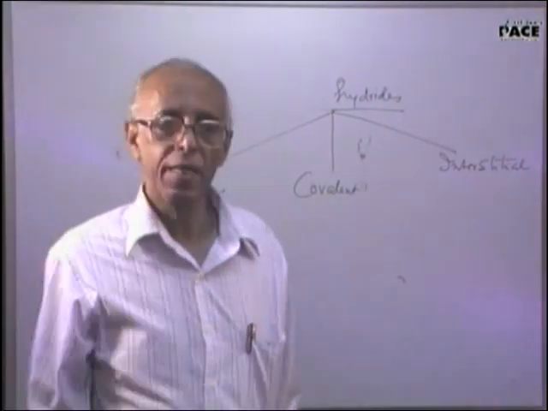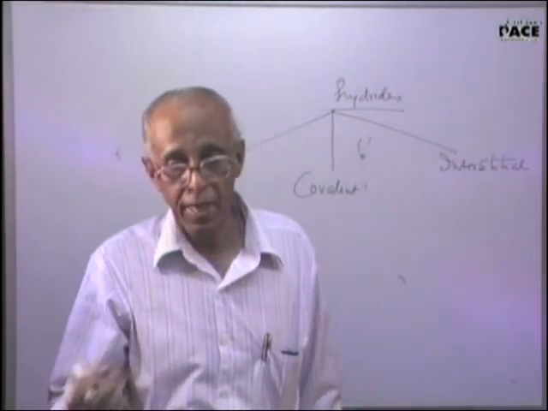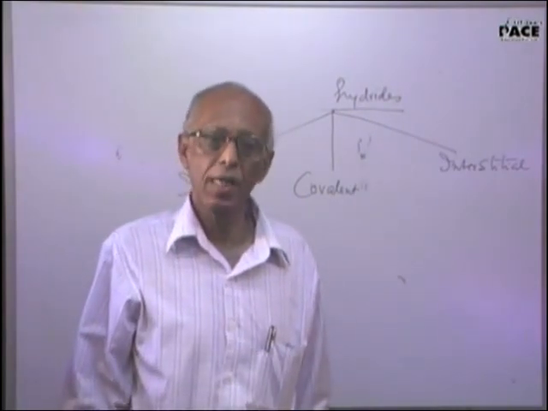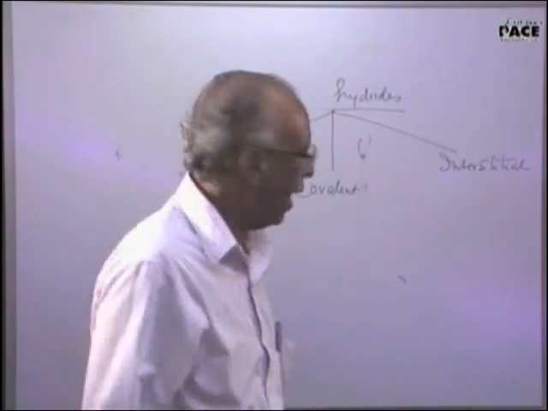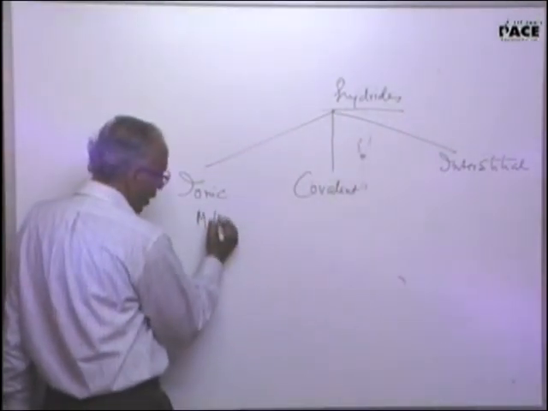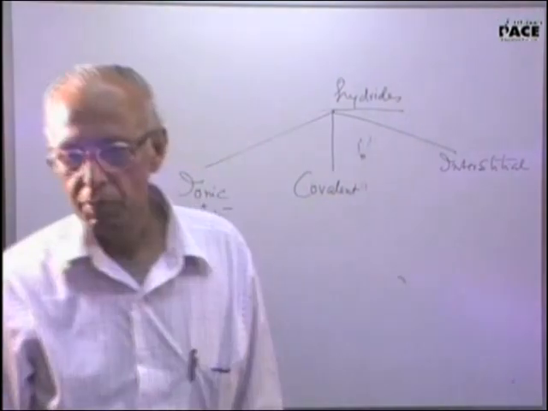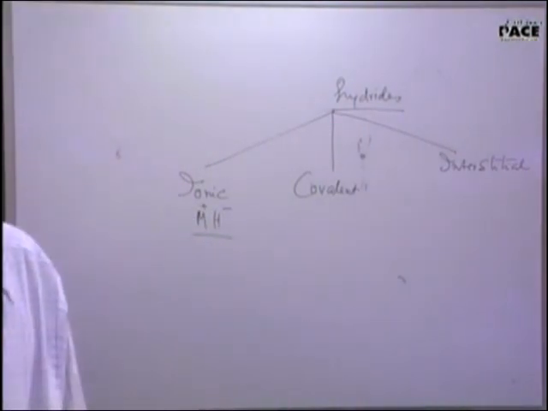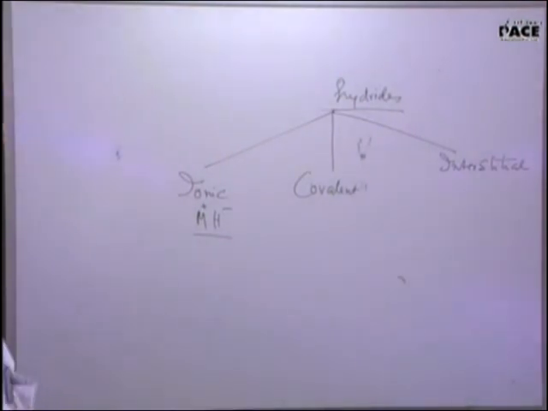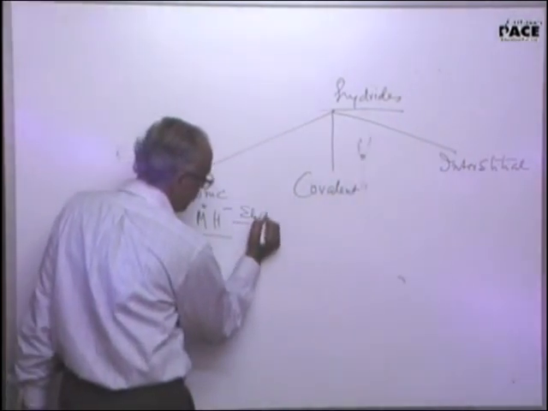Three types of hydrides are observed in chemistry: ionic hydride, covalent hydride, and interstitial hydride. Ionic hydride is where you have the metal ion and the hydride ion. How do I prove that in ionic hydride the hydrogen exists as H minus? Because alkali metals always exist as M plus.